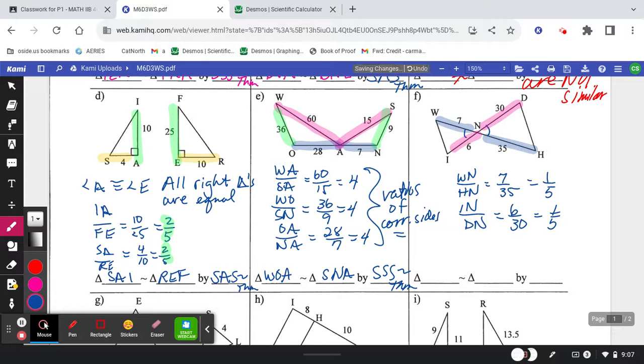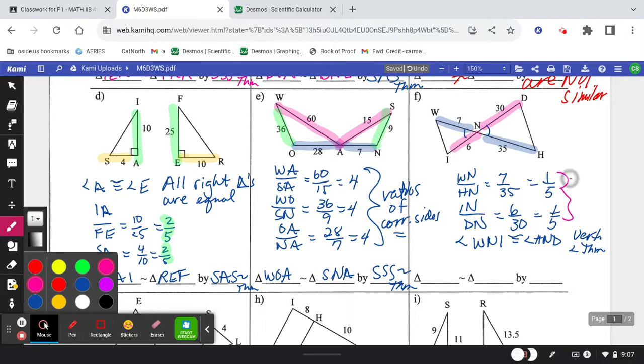I've got the two side ratios. All I need now is the angle. Angle WNI is congruent to angle HND. And that one's by vertical angle theorem, where vertical angles are equal. And this guy right here, we write ratios of corresponding sides are equal. I've got enough for similarity by side-angle side similarity theorem. So WNI is similar to HND.